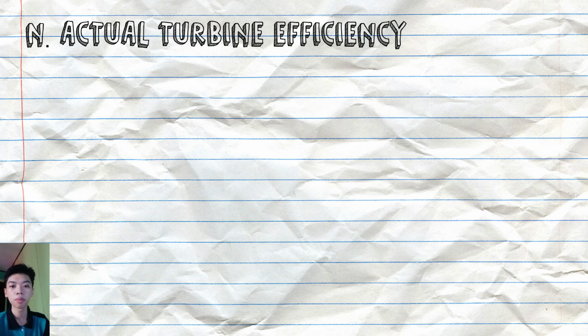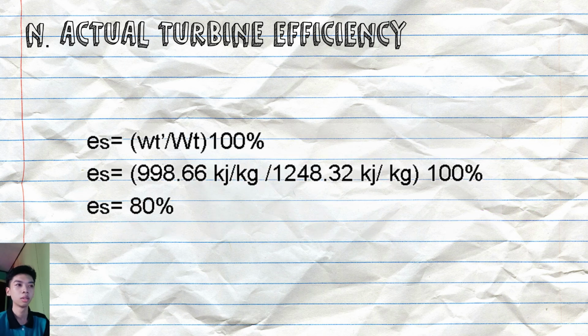Now, we will solve for the actual turbine efficiency. To get the actual turbine efficiency, we will use the formula ES is equal to actual turbine work over ideal turbine work, where actual turbine work is equal to 998.66 divided by ideal turbine work, that is equal to 1248.3, multiplied by 100, is equal to 80%.